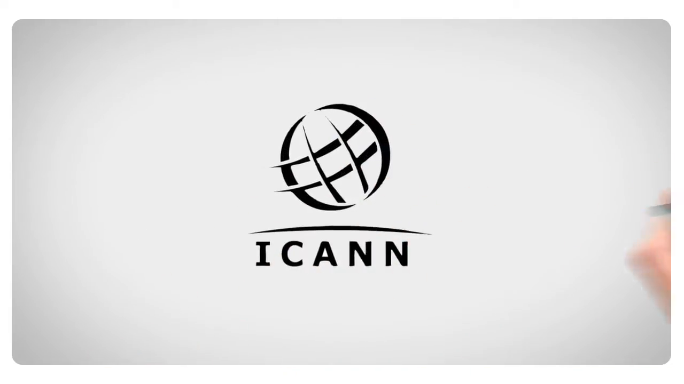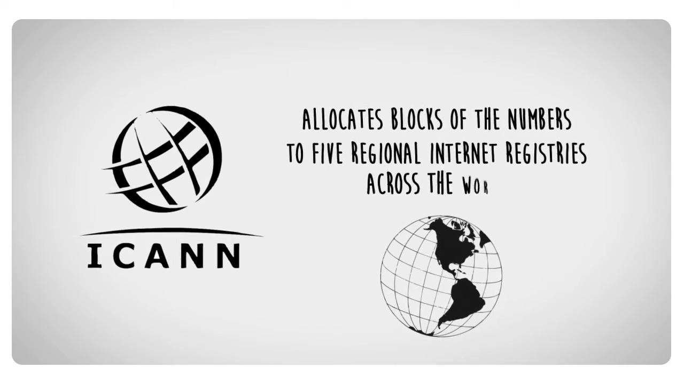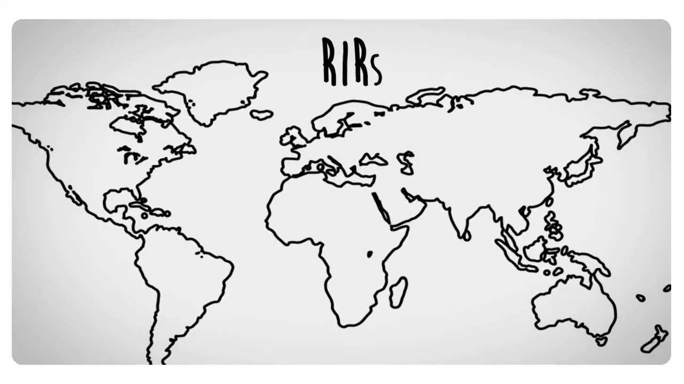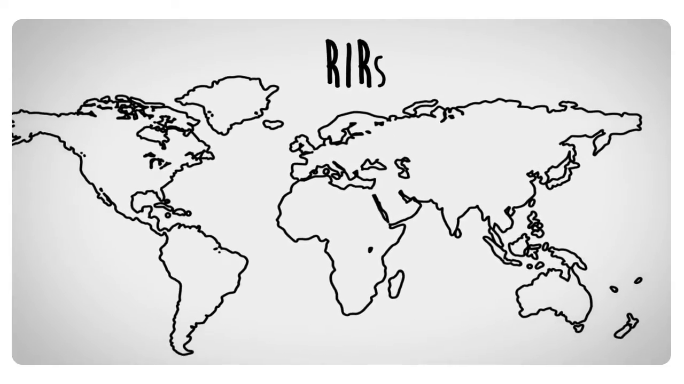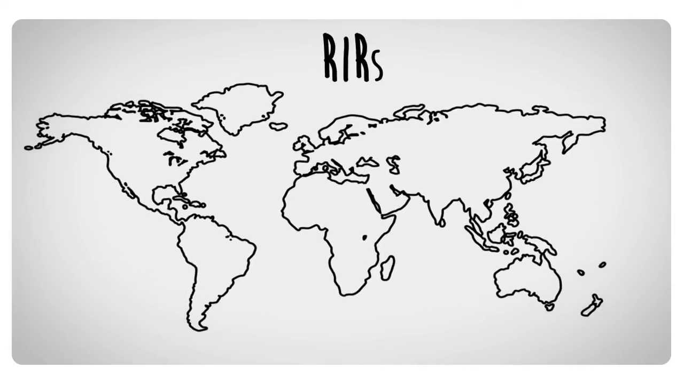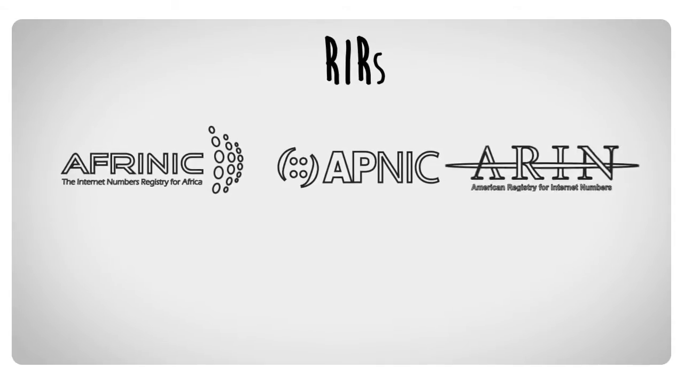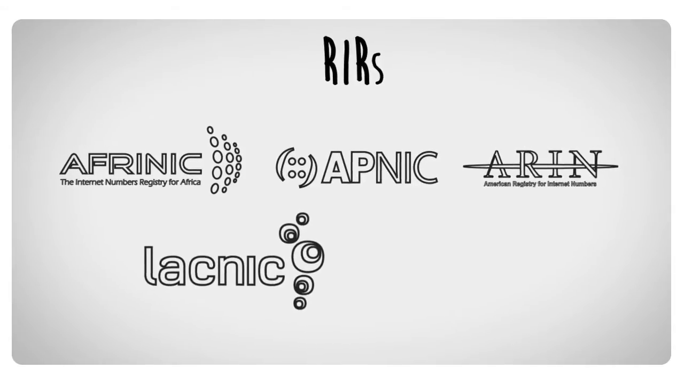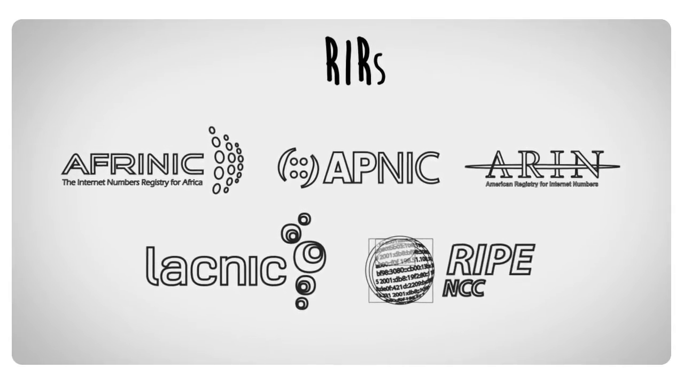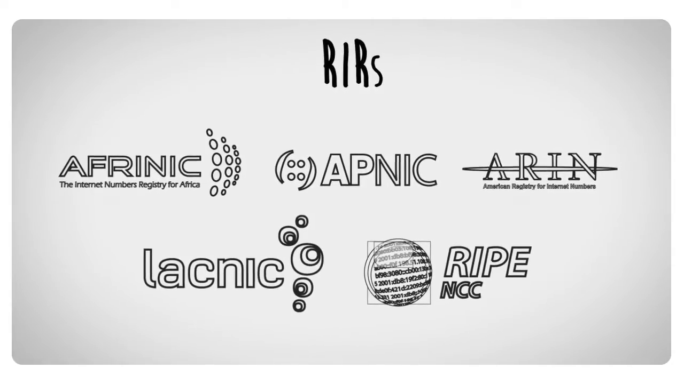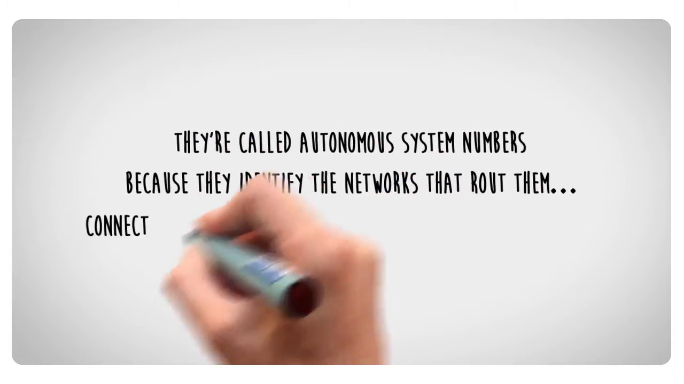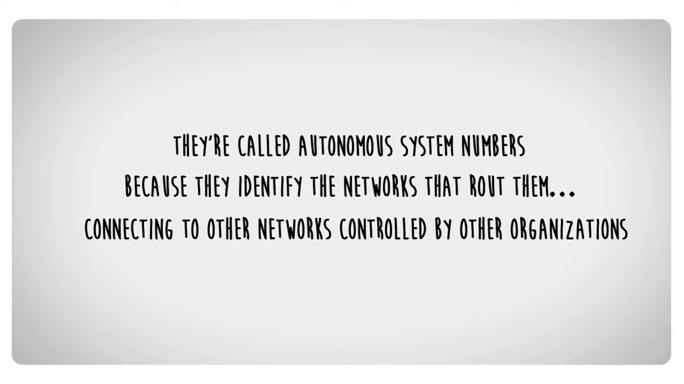ICANN allocates blocks of the numbers to 5 regional Internet registries across the world. The RIRs are non-profit organizations that administer, distribute, and register IP addresses and autonomous system numbers within their region. AFRINIC for Africa, APNIC for Asia Pacific, ARIN for North America and parts of the Caribbean, LACNIC for Latin America and parts of the Caribbean, RIPE-NCC for Europe, the Middle East, and parts of Central Asia. They're called autonomous system numbers because they identify the networks that route them, connecting to other networks controlled by other organizations.